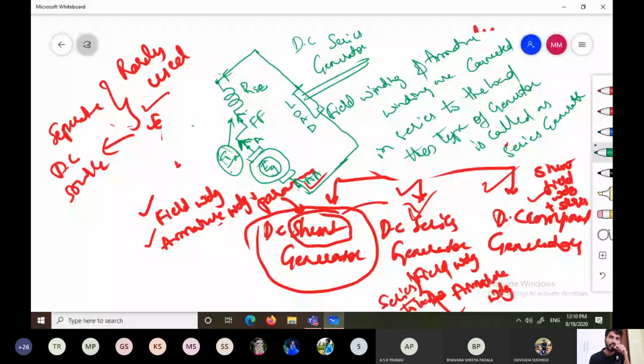Armature terminals. A are the armature terminals. That is the representation. Okay. Again, I will tell you deeply about generators. Up to now, it is clear. Any doubts? Up to now, it is clear. Can I erase this? Yes, sir. Okay.